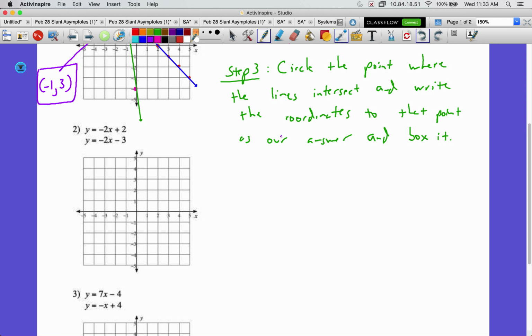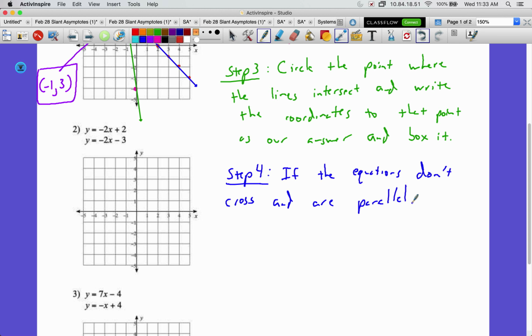All right, so we're not quite done with our steps, though. Step 4, if the equations don't cross and are parallel, we're going to write no solution.